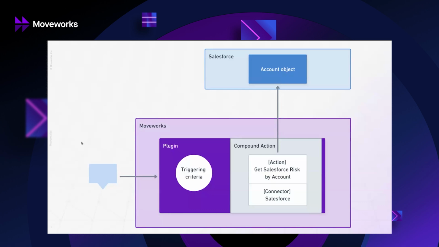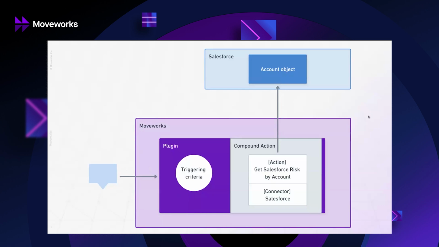So the actual plugin is composed of triggering criteria and a compound action. The triggering criteria here are the configurations that we make that help the bot understand when to actually present this as the option for resolution for the end user.